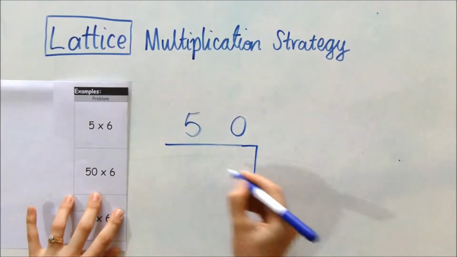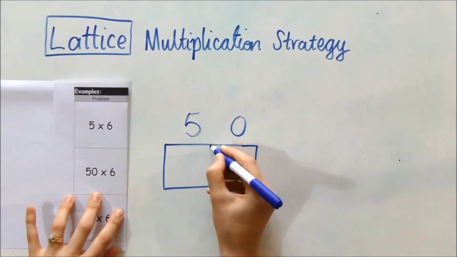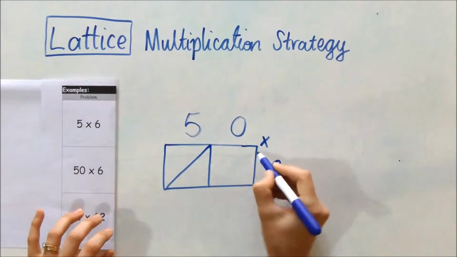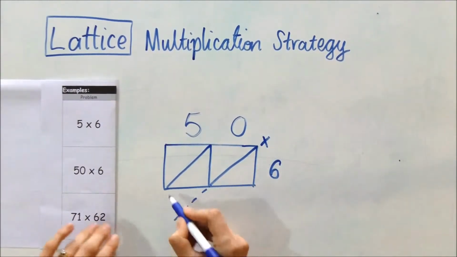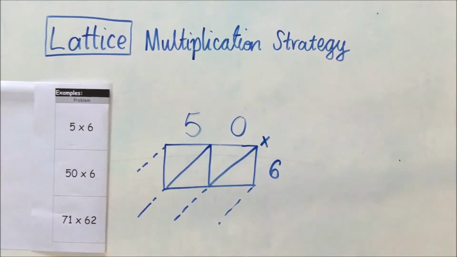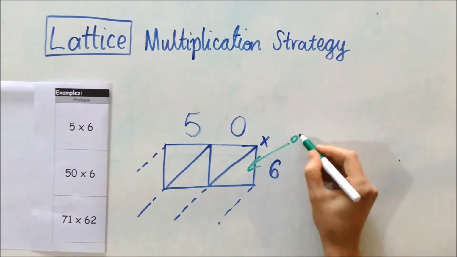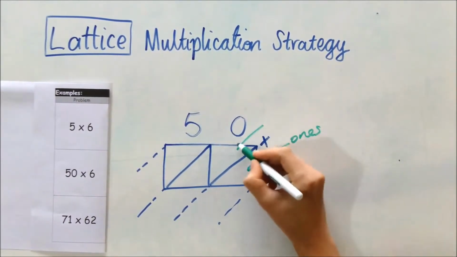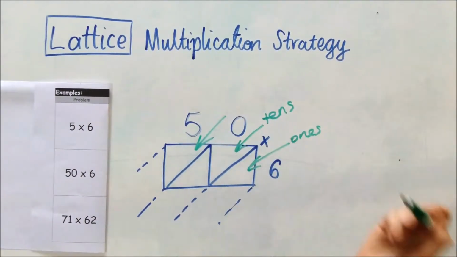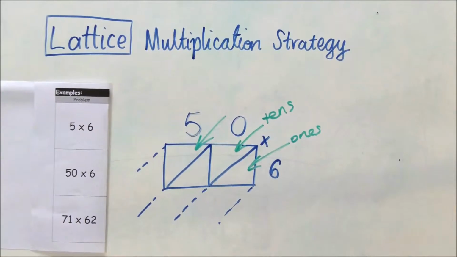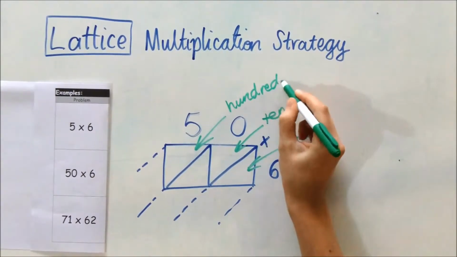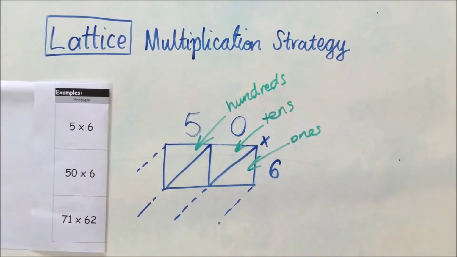50 times 6. So you'll need 2 boxes for this one. We'll just do the diagonal lines, set up our answer area on the outside, remembering that this is the ones column, this is the tens column, and have a think, what is this column here? That's right, it's the hundreds column. So put hundreds there. Now let's solve our problem.